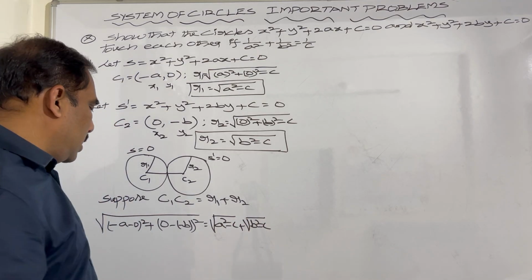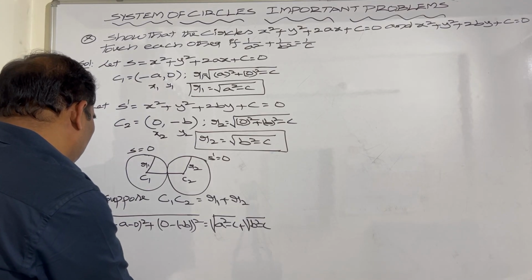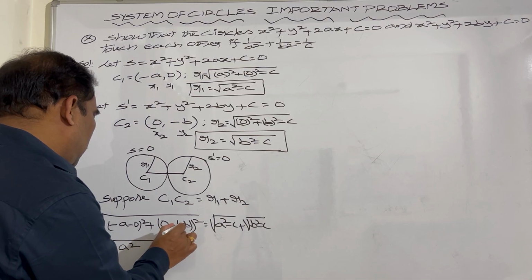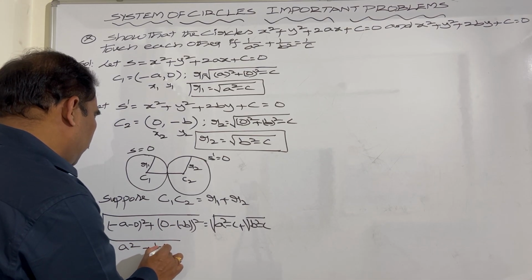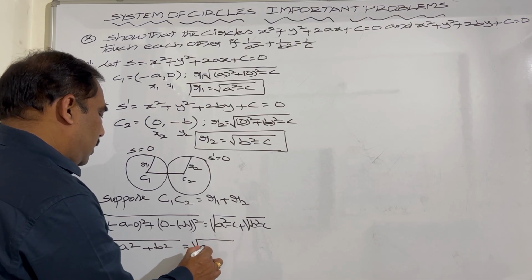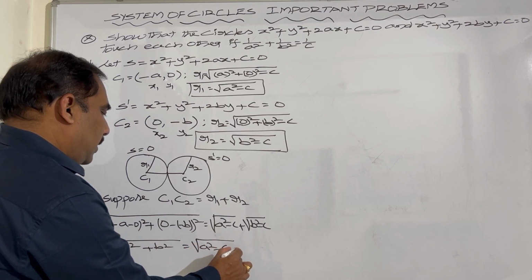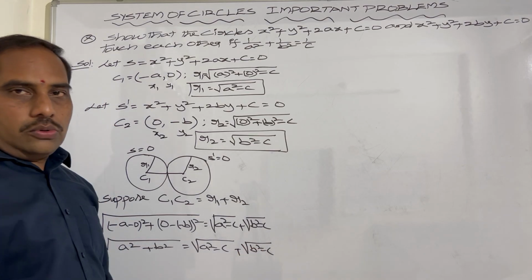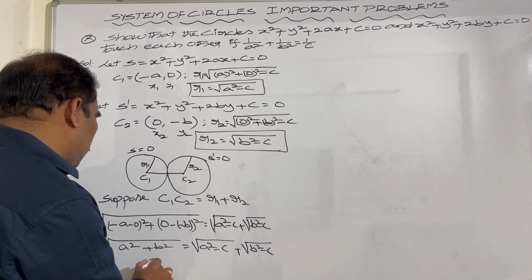So now here, this implies we get root over a square plus b square, which is equal to root over a square minus c plus root over b square minus c. See, what I am doing here is squaring on both sides.